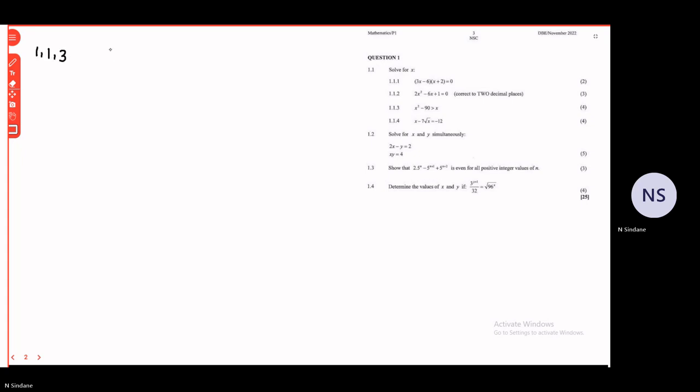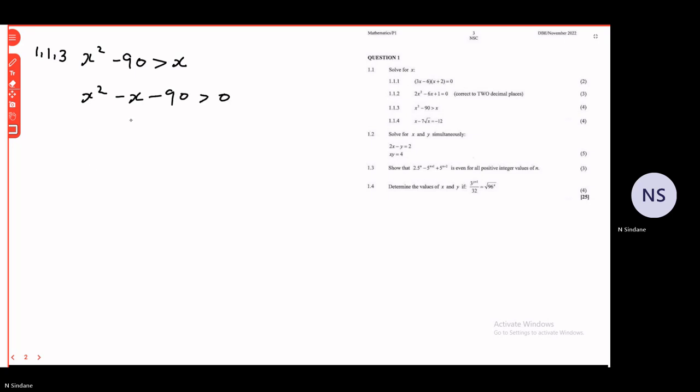1.1.3. It's given as x squared minus 90. They are saying this is greater than x. So this is not a good sign. It means I must take this to the other side, so that my equation is greater than 0. So this will be x squared minus x minus 90, and this is greater than 0.